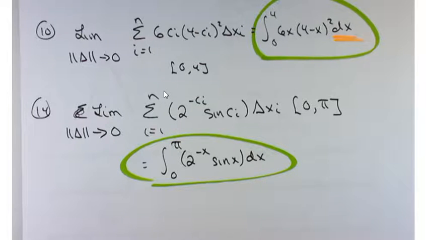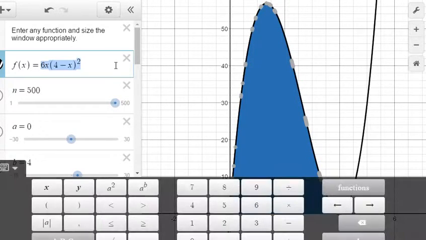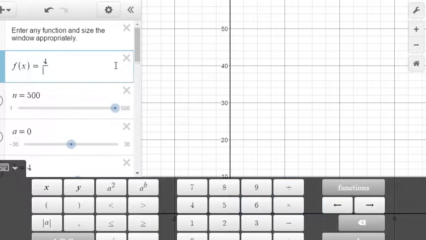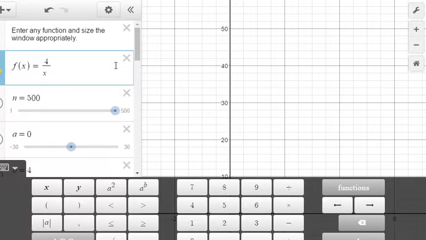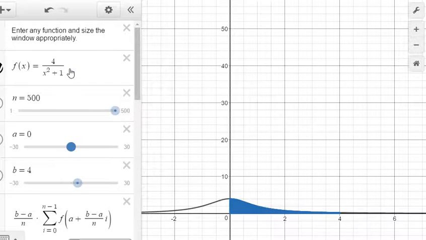Let's try some more here. This time we're going to start out with a graph and then move towards the actual integral. So let me try it this way so we can actually see something here. The function is going to be 4 over x squared plus 1. And we want to go from the limit of, say, negative 1 to 1. So negative 1. Let's see if I can make a stop there.